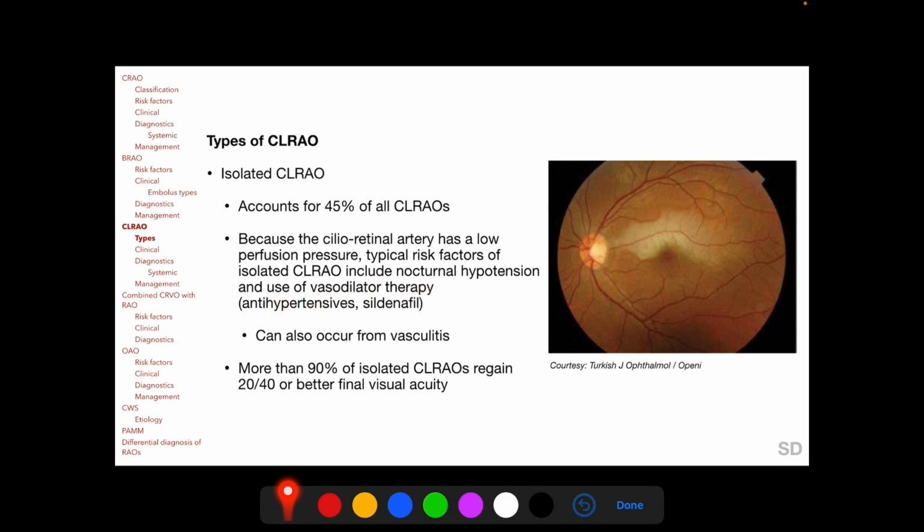sildenafil. Isolated CLRAO can also occur from vasculitis, but vasculitis such as giant cell arteritis usually causes CLRAO associated with arteritic acute ischemic optic neuropathy, and more than 90% of isolated CLRAO regain 20/40 or better final visual acuity.